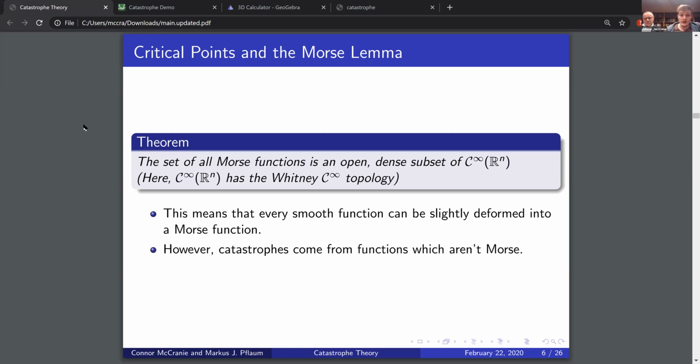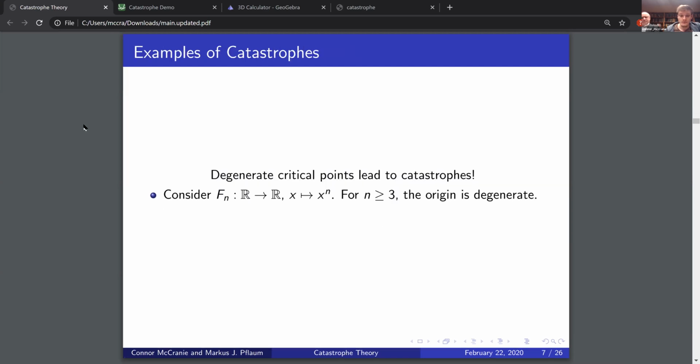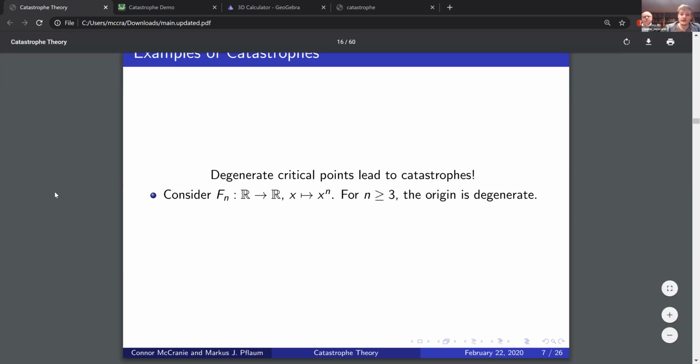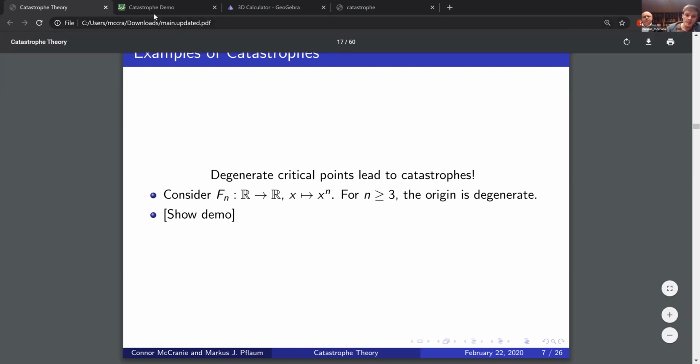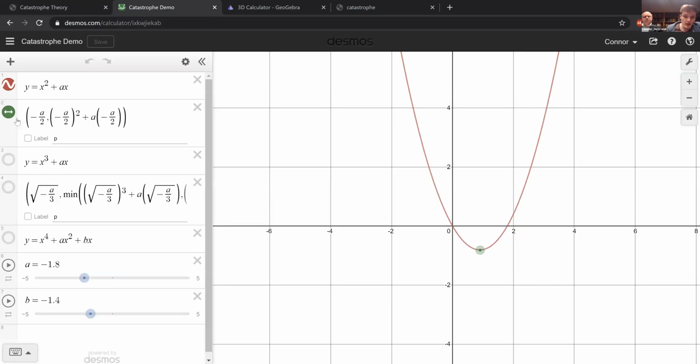But catastrophes come from functions which aren't Morse. So we're going to look at how degenerate critical points can actually lead to catastrophic behavior. So for example, let's just take the one-dimensional case and look at the function x goes to x to the n. If n is bigger than or equal to 3, then you just take some derivatives using the power rule. You can see that the origin is a degenerate critical point. So let's take a look at what that means.